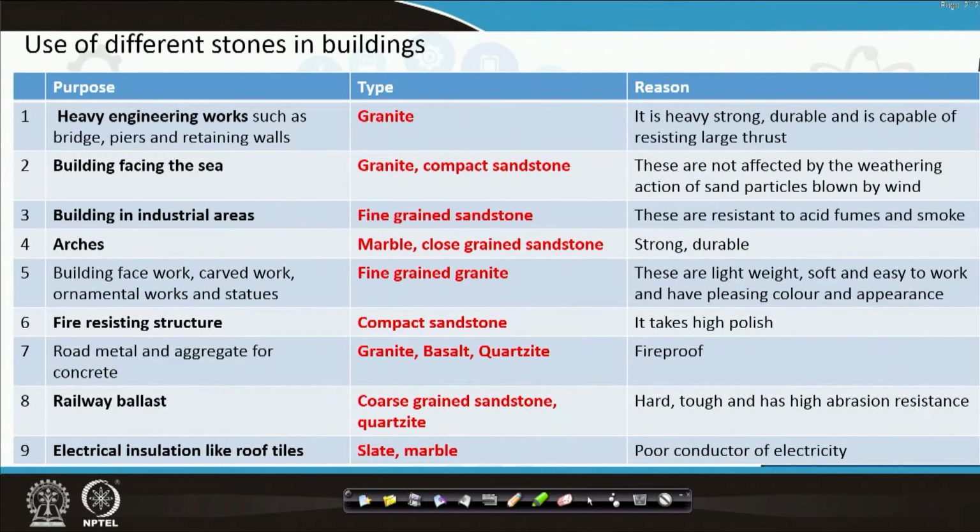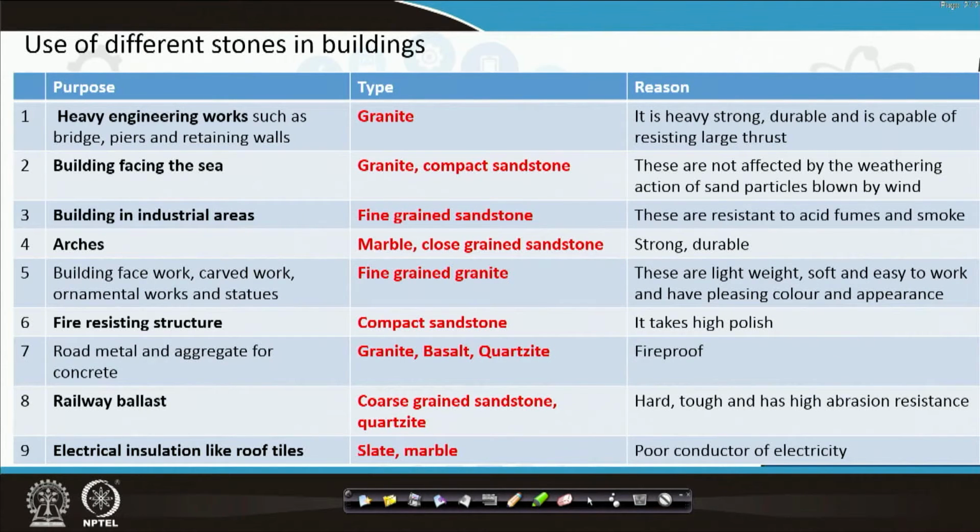Then you come to the aggregate, as you can see, the road, metal and the aggregate for concrete, it is granite, basalt and the quartzite. They are fireproof also. So, when you are looking for strength, fireproofing, you go for the igneous kinds of rocks. Not within our domain, railway ballasts are also coarse grained sandstone and quartzites. They are hard, tough, highly abrasion resistant.